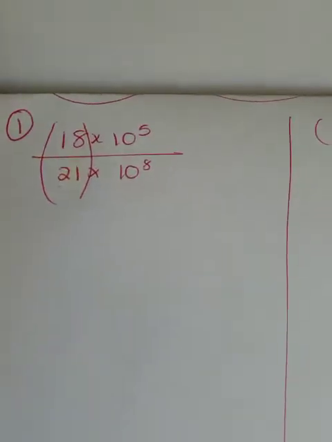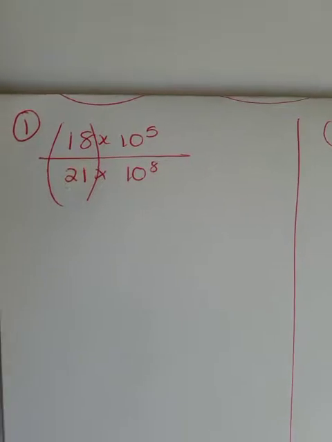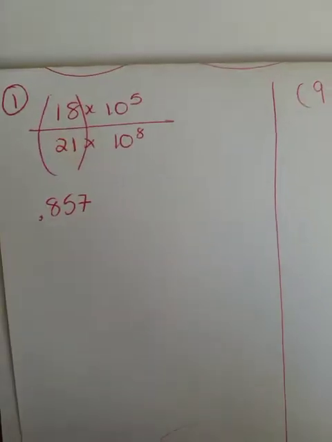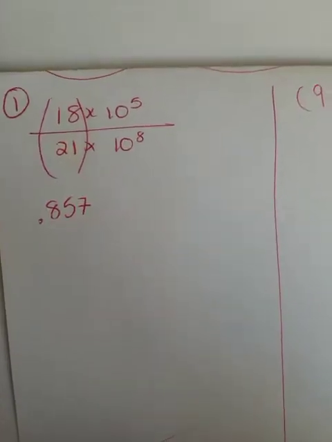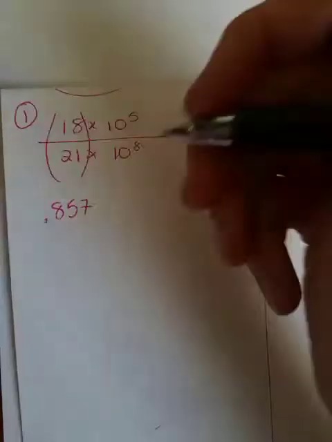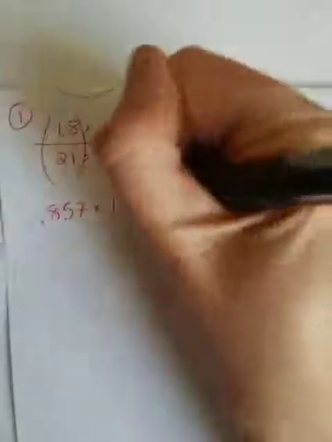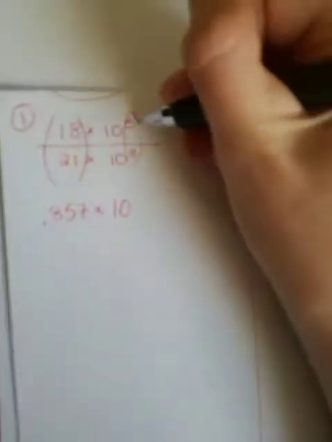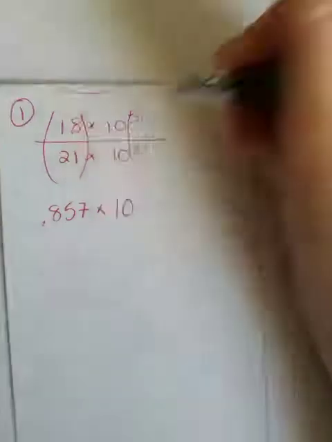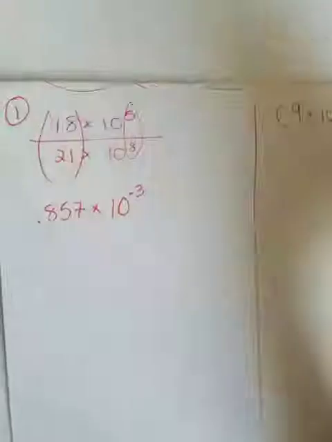and you divide them. So I'm using my calculator, 18 divided by 21, and that gives me the decimal 0.857, we'll say. And it keeps going. For those of you who are wondering, it's 0.85714285, etc. And then when I have the same base and I'm dividing, I keep the base and I subtract the exponents. So 5 minus 8 is negative 3.